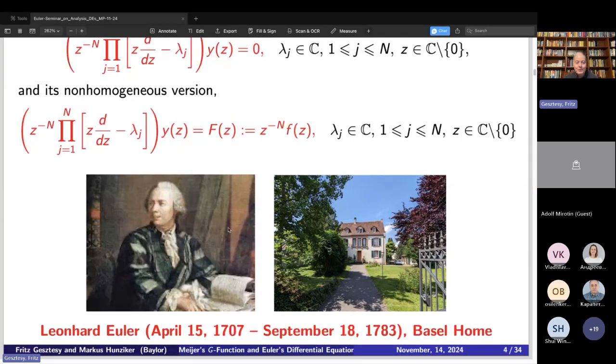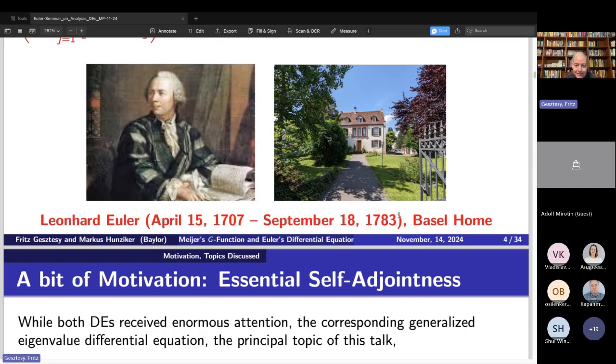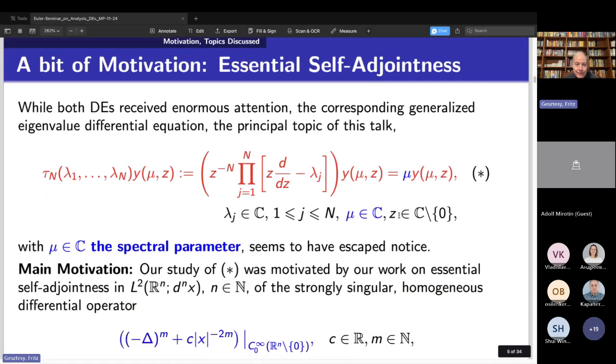Anyway, I wanted to point out, of course, a very nice picture of Euler that one easily finds on the internet. And on the right-hand side is actually his Basel home. I mention that because my co-author in most of this, Markus Hunziker, is actually from Basel. So this is the house where Euler was born. All right, so then let me do this manually.